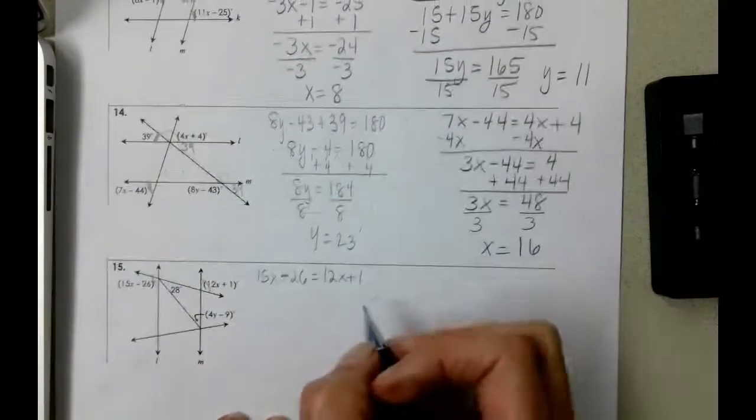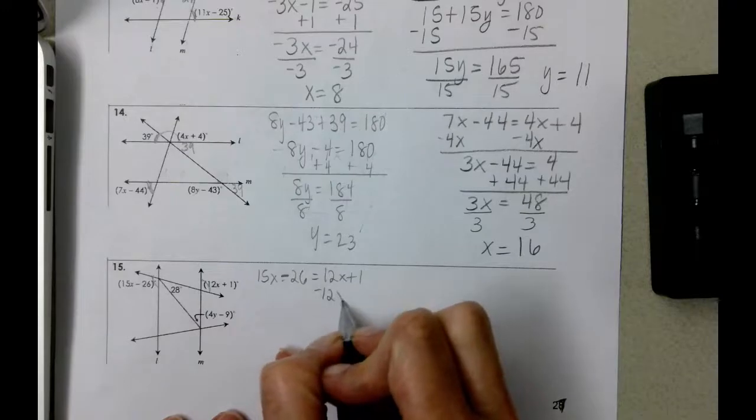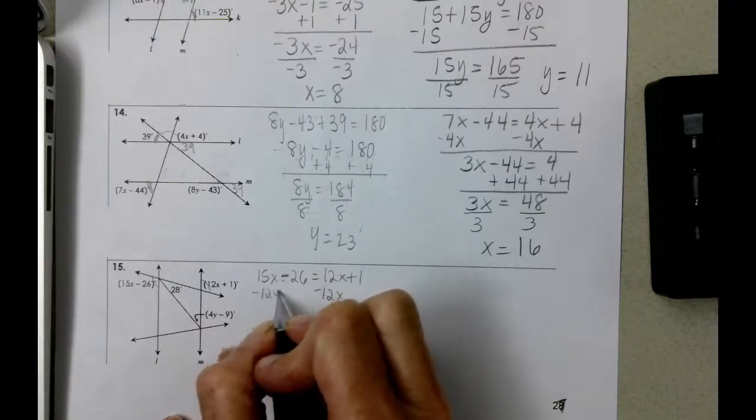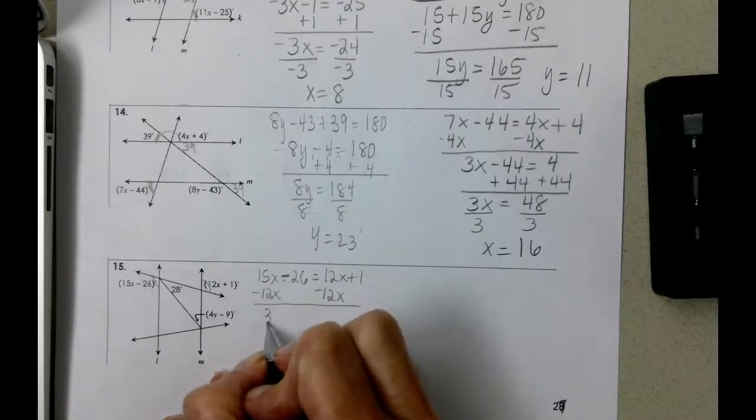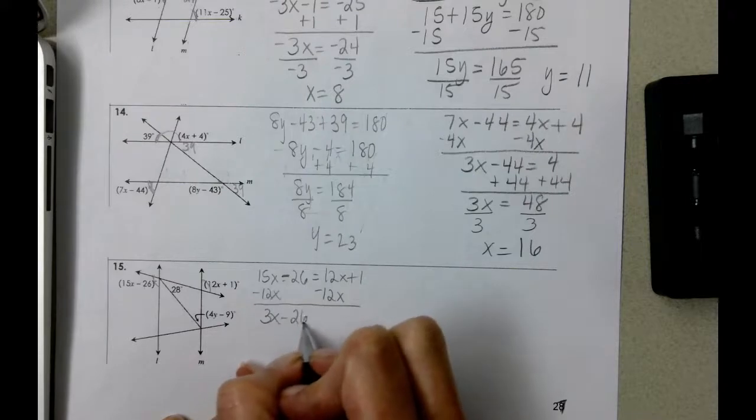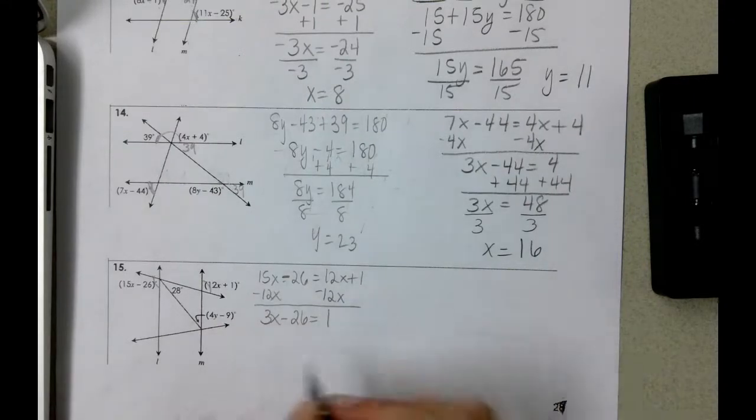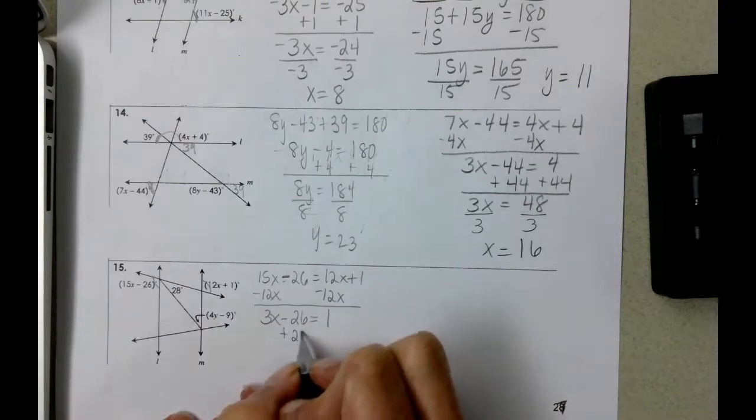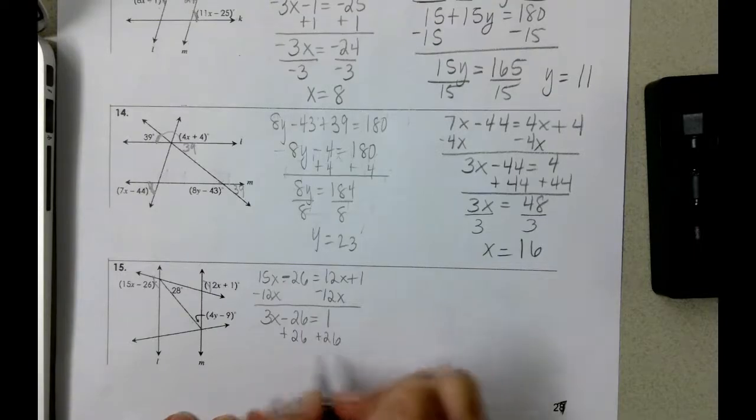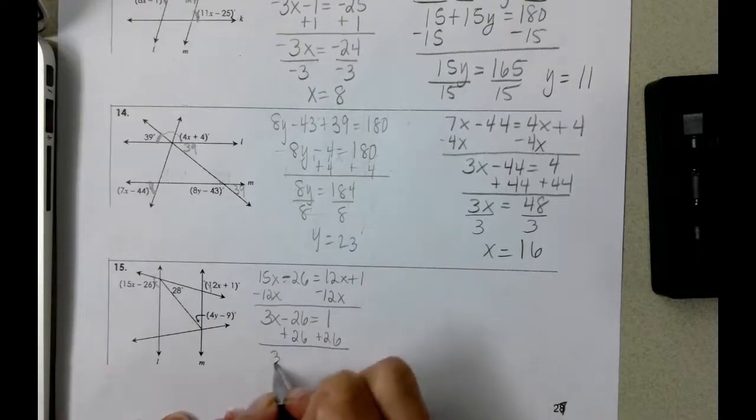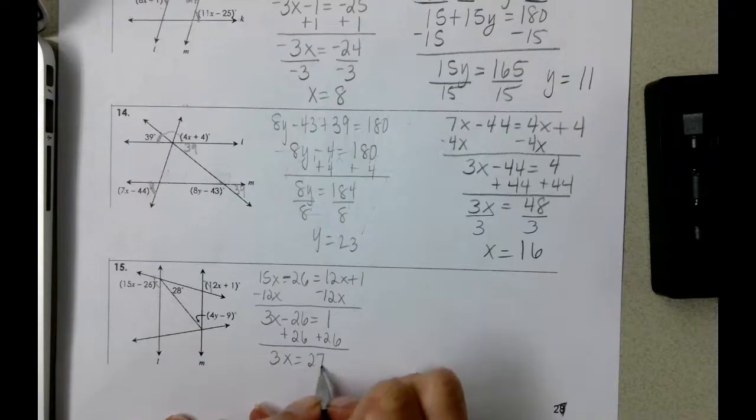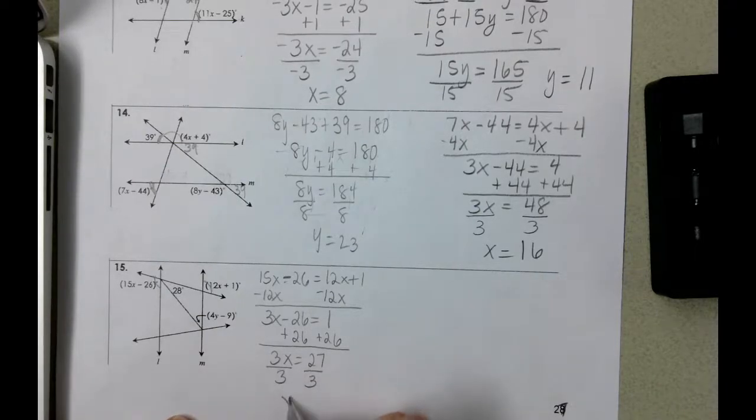And then solve it the way your Algebra 1 teacher taught you. So let's subtract 12x from both sides. And we get 3x minus 26 equals 1. We can add 26 to both sides. And we get 3x equals 27. Divide by 3. And we get x equals 9.